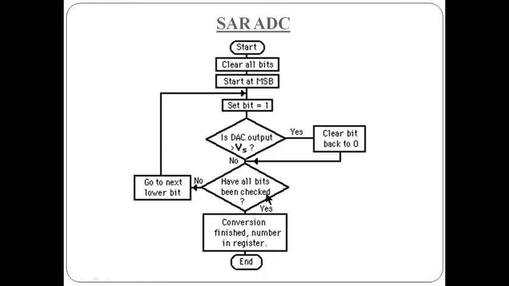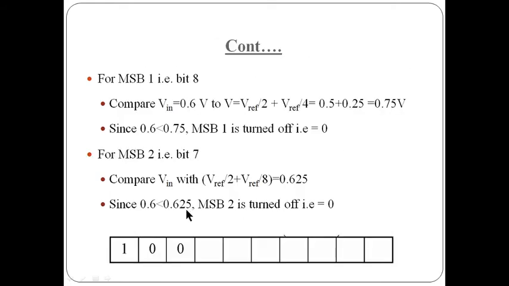Have all bits been checked, no. आपण 8 नंबरचा बीट चेक केला, आता आपण 7 नंबरचा चेक करू शकतो. Then go to the next lower bit. आता आपण 7 नंबरच्या बीटला चेक करू. बघा for MSB 2, i.e. bit number 7, we are going to compare the incoming voltage. इथे बघा V ऑफ रेफरन्स बाय 2 प्लस V ऑफ रेफरन्स बाय 8. याची व्हॅल्यू किती येते 0.625. मग here also V ऑफ आउटपुट व्होल्टेज is more than the incoming voltage, म्हणजे याची व्हॅल्यू पण किती असेल 0.